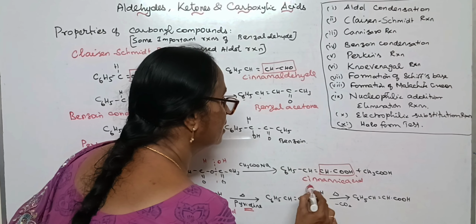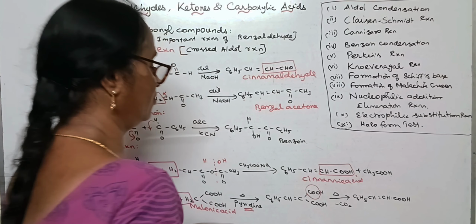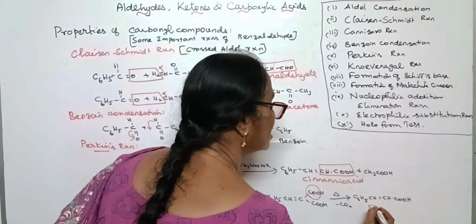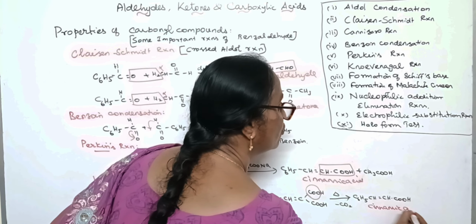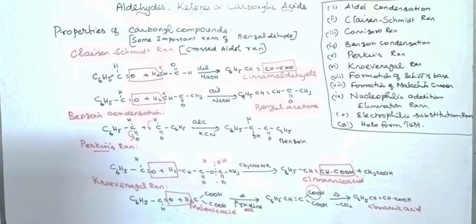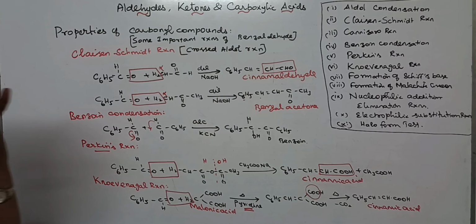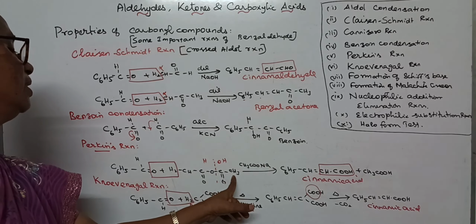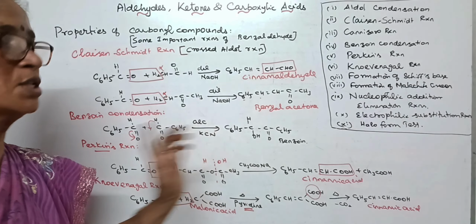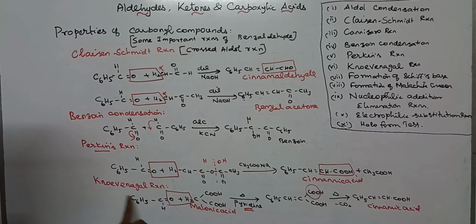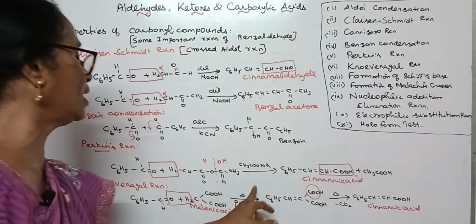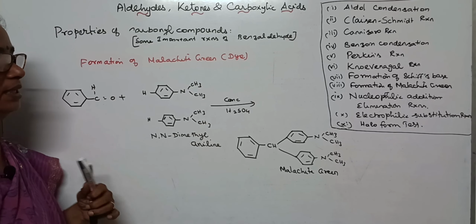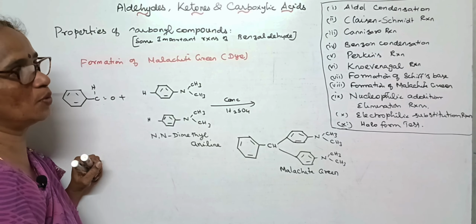Upon heating, there is a loss of carbon dioxide. We will get C6H5CH=CHCOOH. Once again, cinnamic acid is formed. So, both the Knoevenagel reaction as well as Perkin's reaction form cinnamic acid, but Perkin's reaction deals with acetic anhydride in presence of sodium acetate, but in the Knoevenagel reaction, benzaldehyde is treated with malonic acid in presence of pyridine.